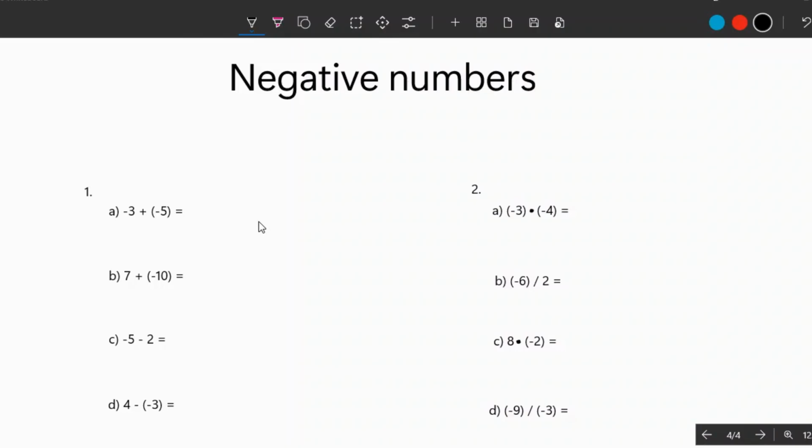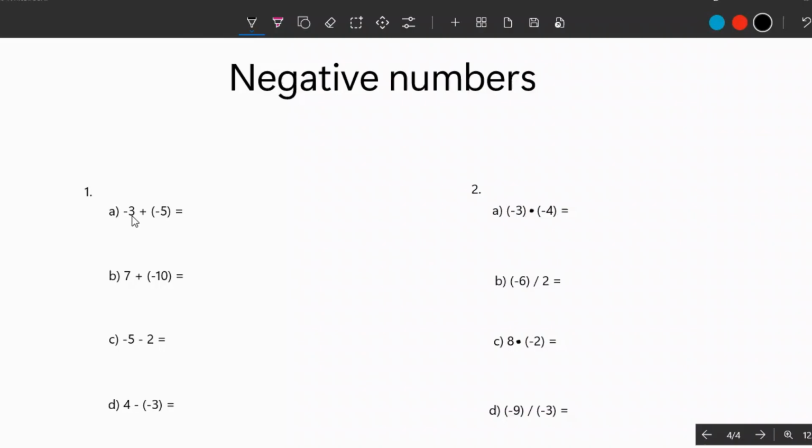There are some rules you should be aware of. If you have a negative number and you add a negative number, you will get more negative, so you're going deeper into the minus. If you have a positive number and you add a negative number, subtract the smaller from the larger and keep the sign of the larger. And if you have minus and minus, you will get plus. So let's start with the first question.